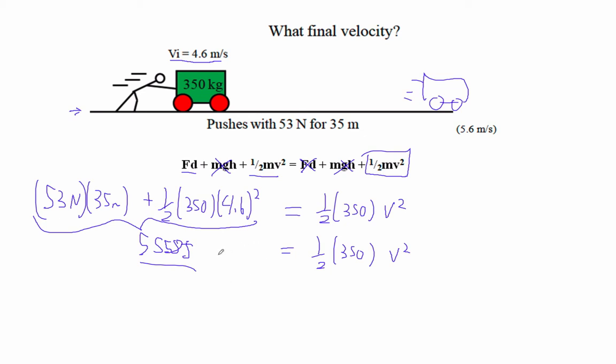Okay, so let's do this. This guy times 2 divided by 350 gives us v squared. So 31.76 is v squared. So therefore v is equal to, so I'm going to take the square root, second answer, 5.635.